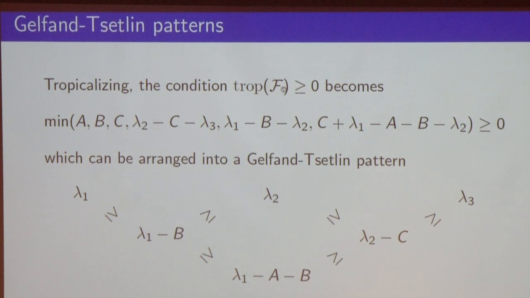but it turns out that you can arrange these six inequalities into the six inequalities in this picture. So the six inequalities coming from the six monomials in the decoration correspond to the six inequalities in this grid. This is a grid of integers arranged in a triangular array. It's called a Gelfand-Tsetlin pattern.